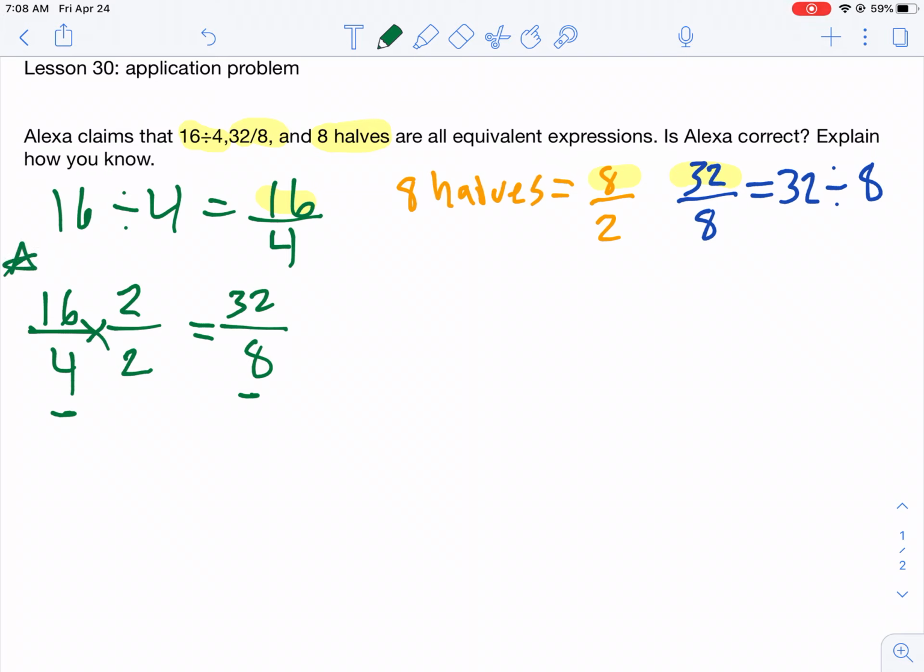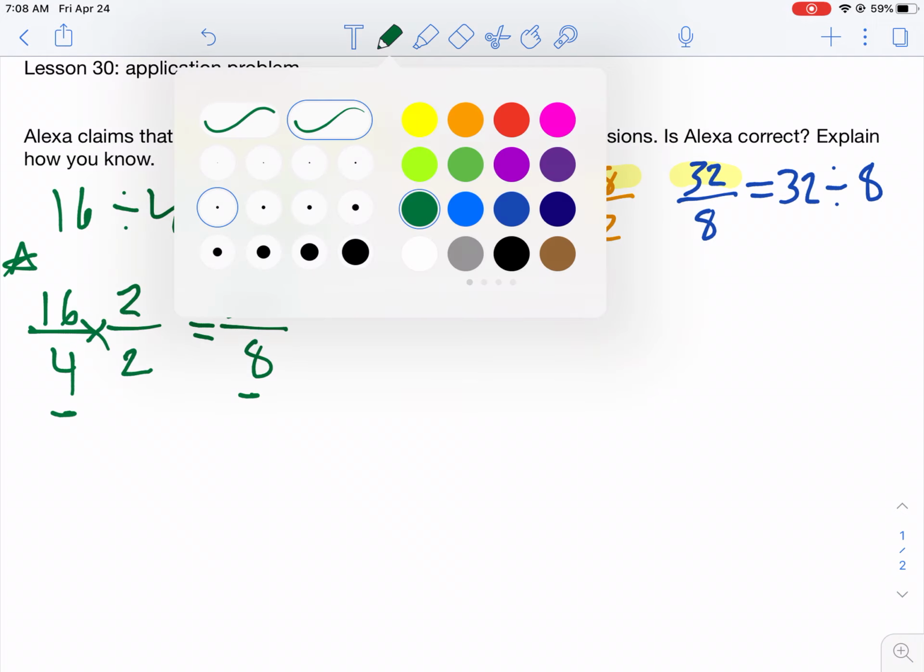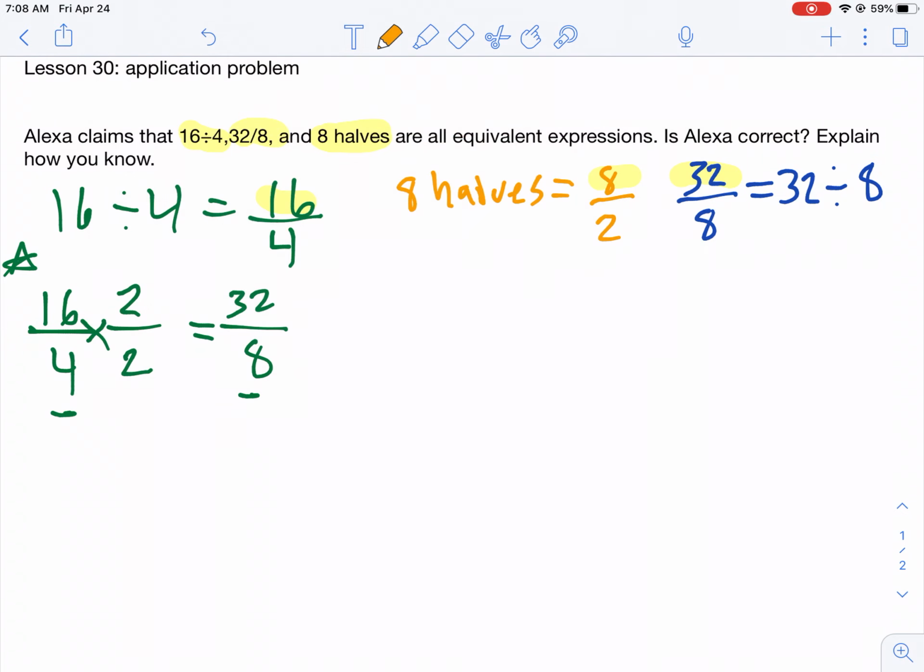I'm going to give us a star there. Okay. Now let's look at 8 halves. Let me change the color. Okay, 8 over 2. Can we multiply this by anything to equal 32 over 8? 2 times what is 8? Good, 4. 2 times 4 is 8. And whatever we do at the bottom, we have to do to the top. 8 times 4 is 32. Ding, ding, ding, ding, ding.